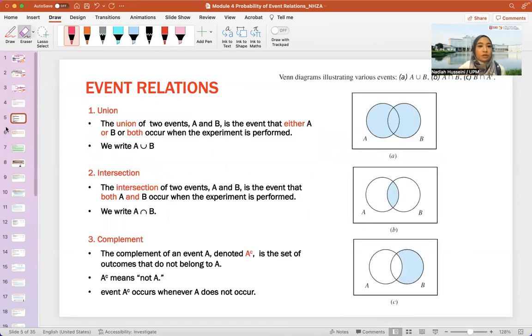So now we're moving on to event relations. In the previous class, I asked you if you are familiar with Venn diagrams. Venn diagrams talk a lot about event relations. So this is an example of a Venn diagram.